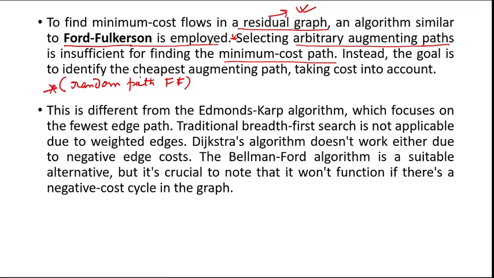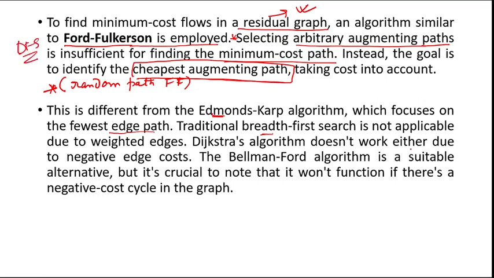Instead, the goal is to identify the cheapest augmenting path. Cheapest augmenting path, that is the goal. But if you remember, Ford-Fulkerson randomly chooses any path, so that is a big drawback. This is different from the Edmonds-Karp algorithm, which focuses on the fewest edge path, traditional breadth first. So Edmonds-Karp uses breadth first, and Ford-Fulkerson uses DFS.